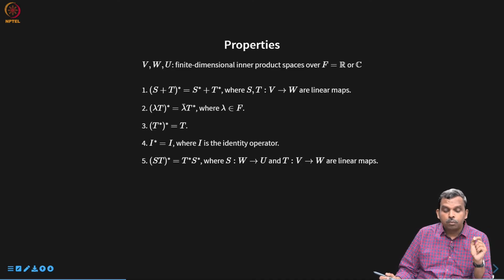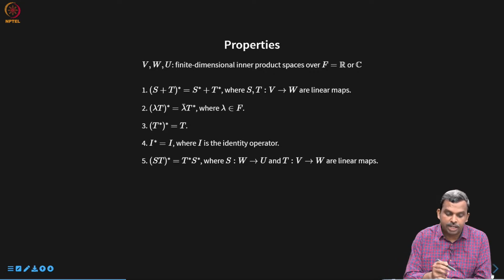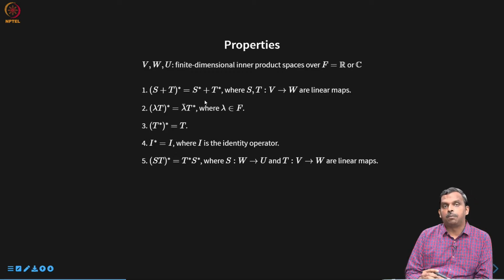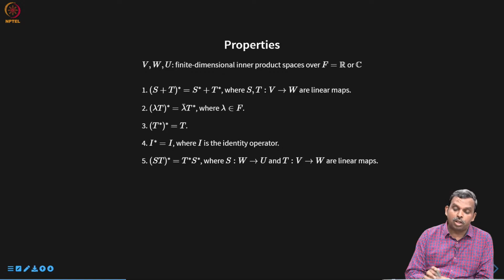The second one shows a slightly different property with respect to homogeneity. If you take a linear map T and scale it by lambda and look for the adjoint, it turns out it is lambda bar times the adjoint of T, for any lambda. There is that conjugate, so pay attention to it. It's a small little bar on top of lambda, but that makes a difference. Of course if you are in a real space, then lambda bar becomes lambda, there's no problem there. But if you are in a complex vector space, then this lambda bar will matter.